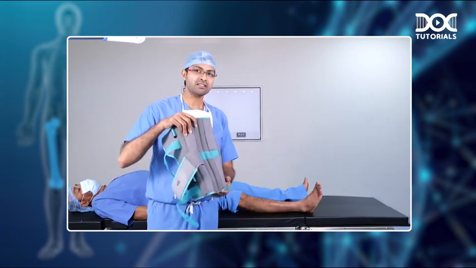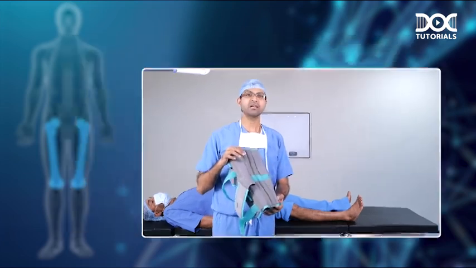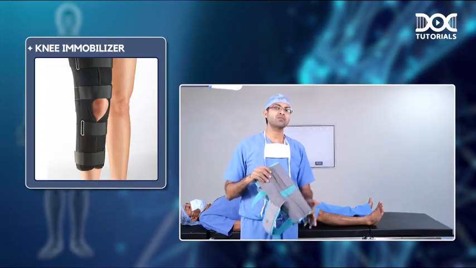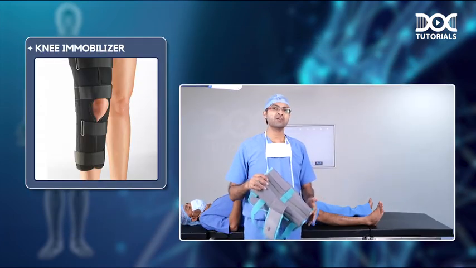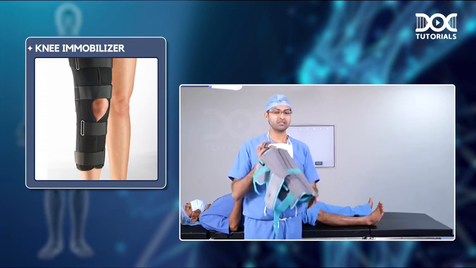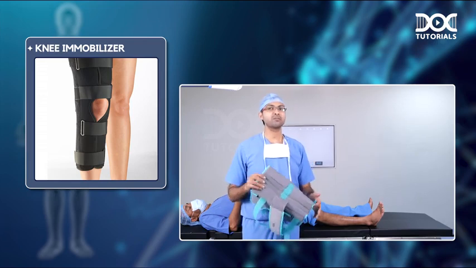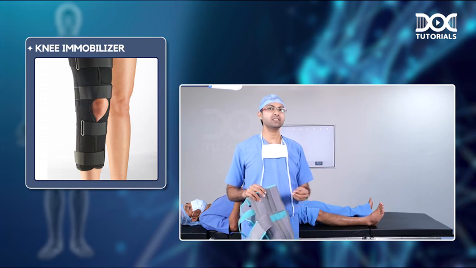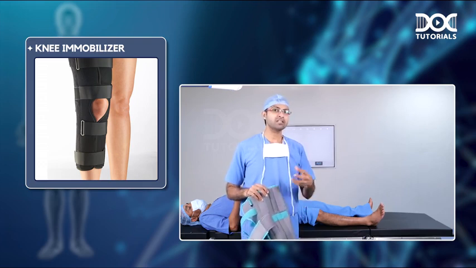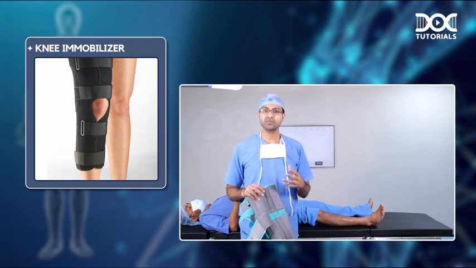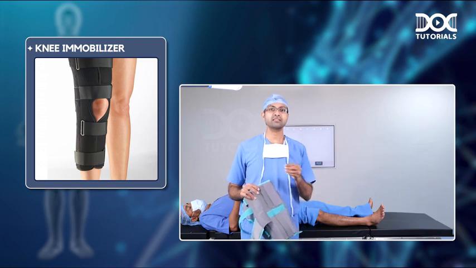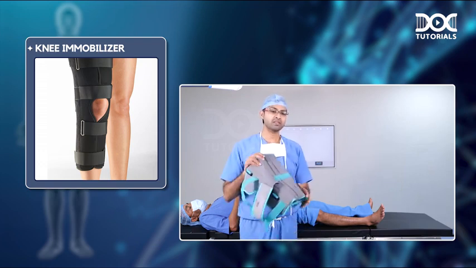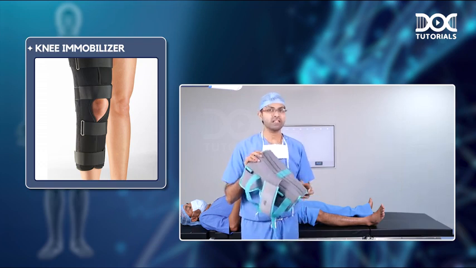Now what device is this? This is actually a knee immobilizer. There are two kinds of knee immobilizers. One is a long type and a short type. This is a short type knee immobilizer which can be used for minor injuries of the knee, especially if there is an injury to the knee and there is some mild effusion inside the knee. You have to immobilize the knee for a few days. For this, you can use a knee immobilizer.